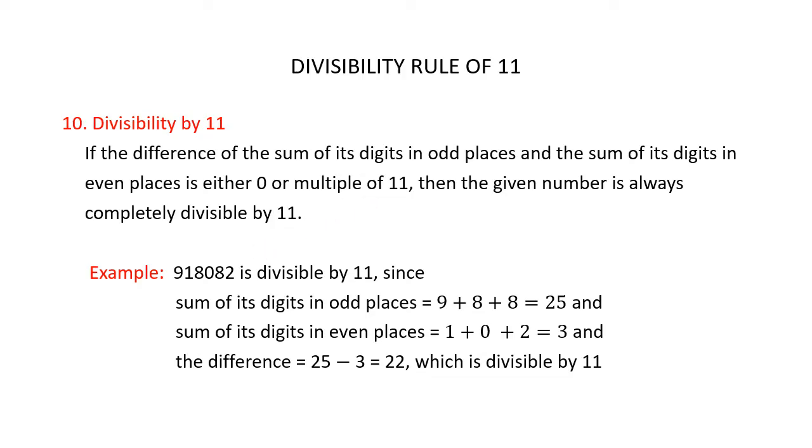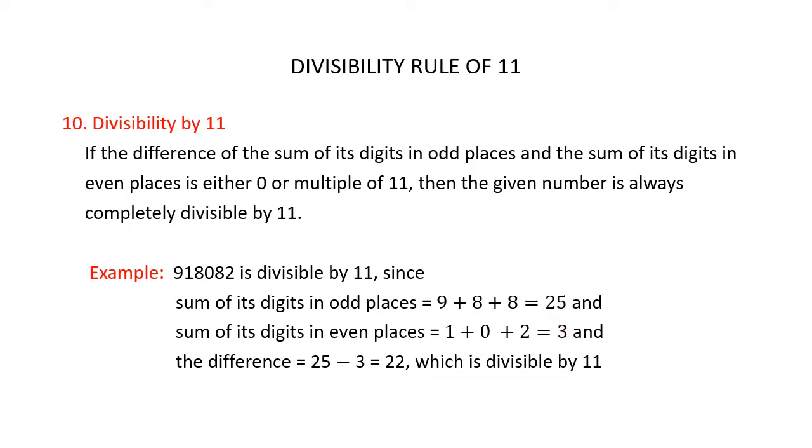Consider the number 918082. To check whether this number is divisible by 11 or not, first find the sum of its digits in odd places. That is 9 plus 8 plus 8. You will get the answer as 25. Then find the sum of its digits in even places. That is 1 plus 0 plus 2. The answer is 3. Now find the difference between these two.